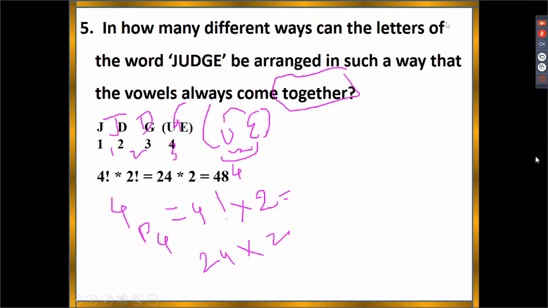And moreover, we know there are 48 words where the vowels always come together. Without any condition, 5P5 is 120, 5 factorial. Out of 120, 48 are the words where vowels always come together, and the remaining 72 are the words where the vowels never come together. So this is the way whenever they mention the condition, vowels come together or vowels never come together.